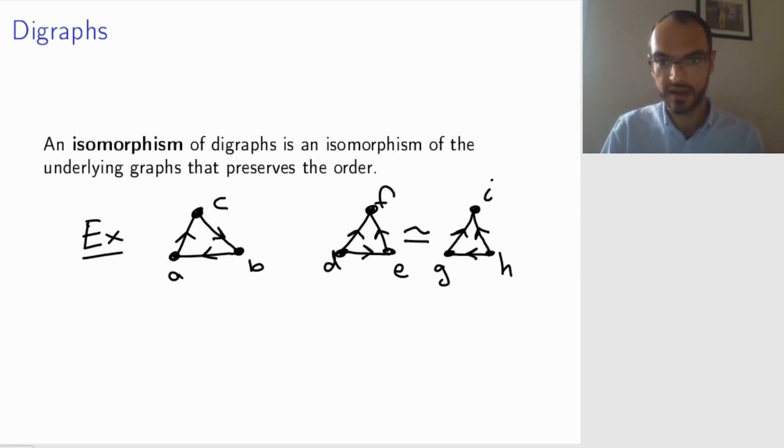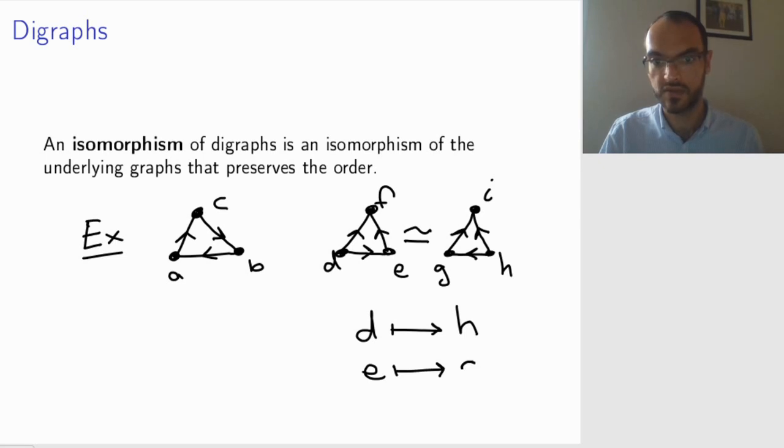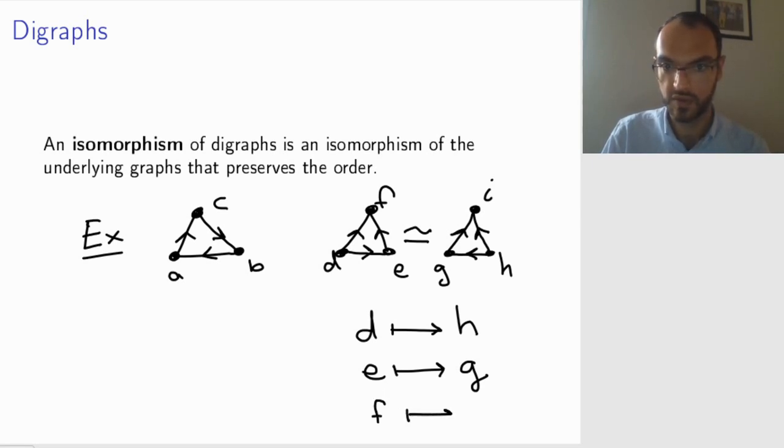Well, I claim that these two are isomorphic, and the isomorphism sends D, which is the vertex that everybody's running away from, to H. E has one incoming, one outgoing, and it goes to G. And F goes to I. Why is this an isomorphism? It is an isomorphism because between any two vertices here, I have an arc in the right direction precisely if I have an arc in the right direction here. So I have an arc from D to E, and I have an arc from H to G. I have no arc from E to D and no arc from G to H, and so on.